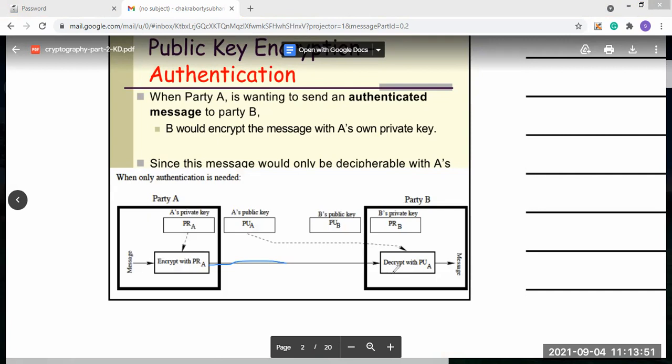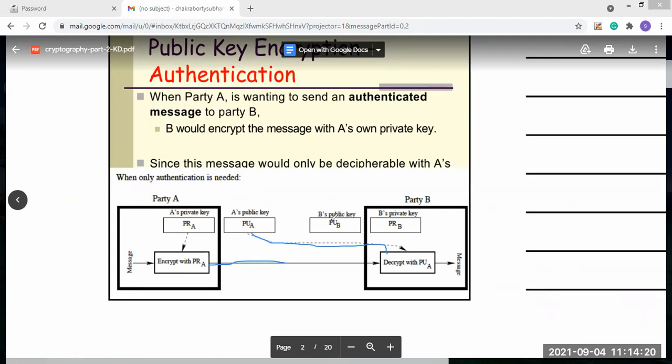Now the message will be received by party B. How will party B decrypt the message it received? It will decrypt using the public key of party A, because the public key is present in the public domain. All the parties' public keys are present in the public domain.